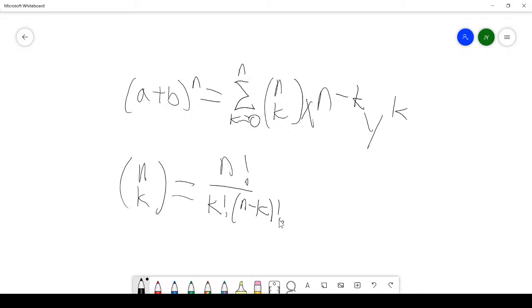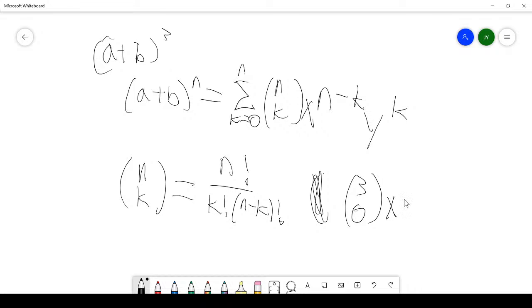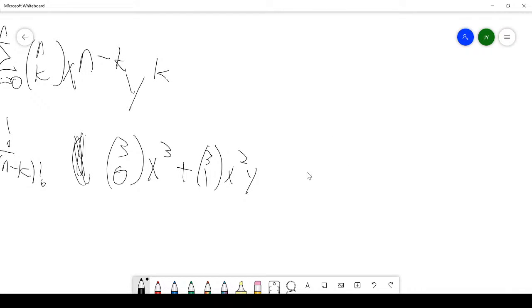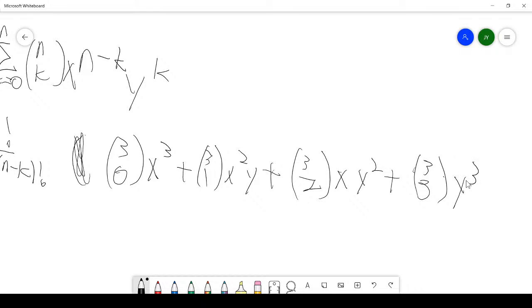To take a quick example, if n equals 3, let's say this is the example, it looks something like 3 choose 0, x cubed, plus 3 choose 1, x squared y, plus 3 choose 2, x y squared, plus 3 choose 3, y cubed.